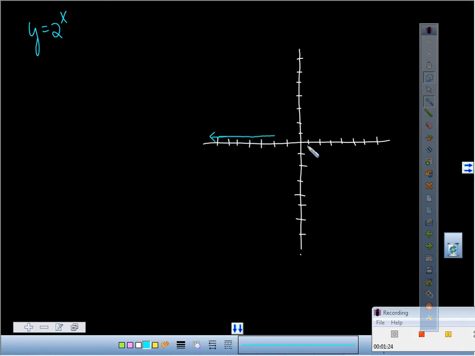Now, what about when it gets right here? When x is 0, what's 2 to the 0 power? 1. So this point on there, which is 0, 1, is a point. What about when x is 1? What's 2 to the first? Okay, so at 1 it's 2. At 2 it's 4. Okay, and then my graph looks like this.